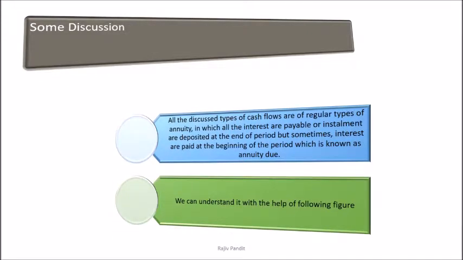Now let's have some discussion. All the discussed types of cash flows are of the regular type of annuity, in which all the installments are deposited at the end of the year. But sometimes payments are made at the beginning of the period, which is known as annuity due.